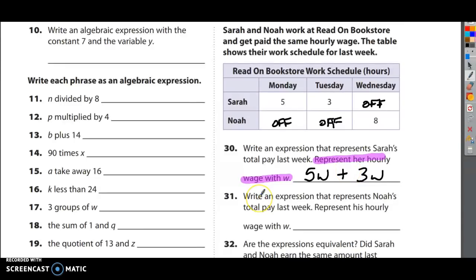Number 31 says, write an expression that represents Noah's total pay last week. Represent his hourly wage with W. Well, he worked 8 hours. His is 8 times W.